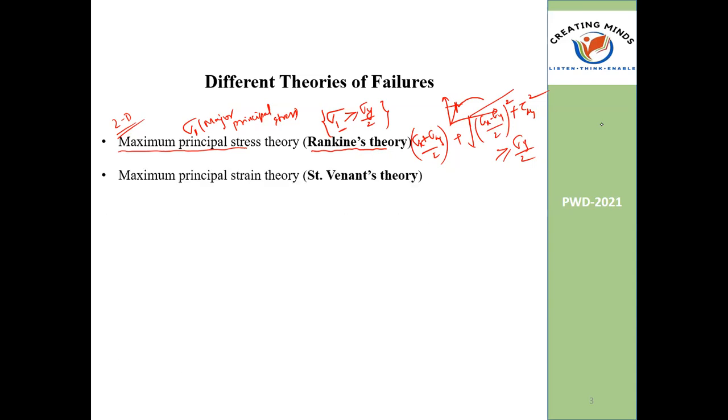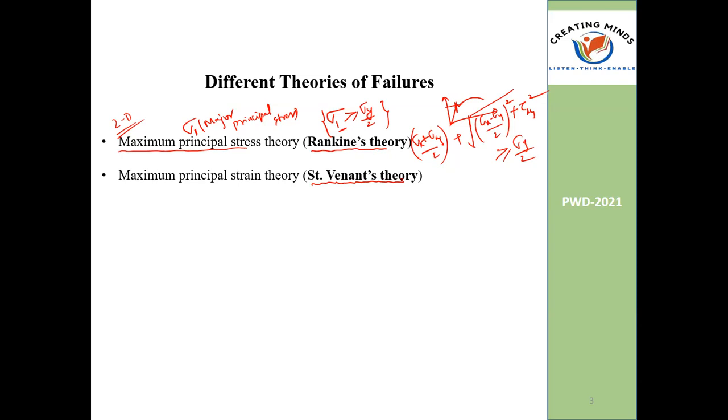What is the second one? Maximum principal strain theory. This is also called Saint Venant's theory. In MCQ questions, they will set a match the following: maximum principal stress theory and so on. Every theory was proposed by some scholar. You have to remember the scholars' names, or sometimes they ask the scholar name directly. This part will help you with match the following questions.